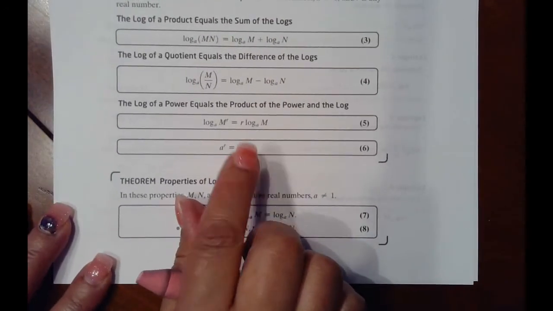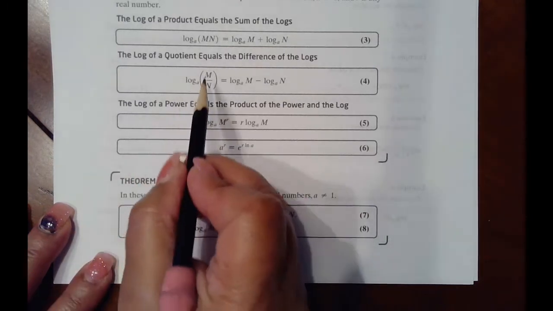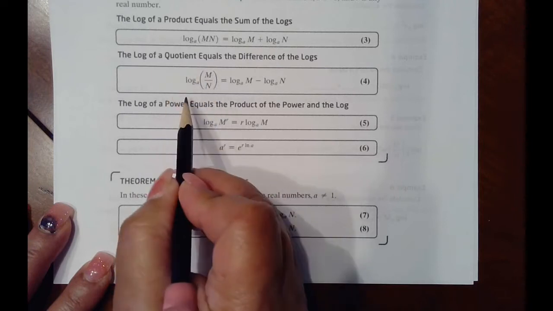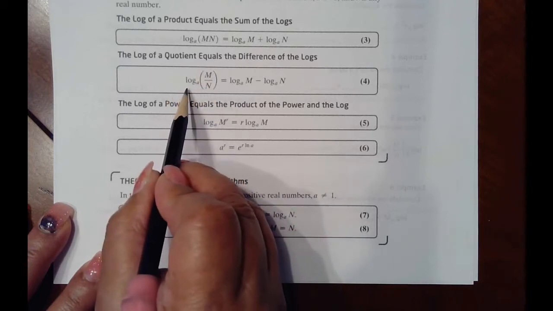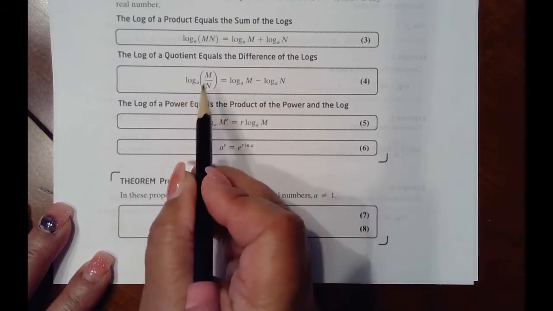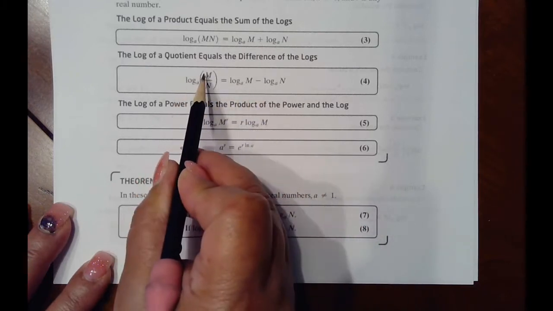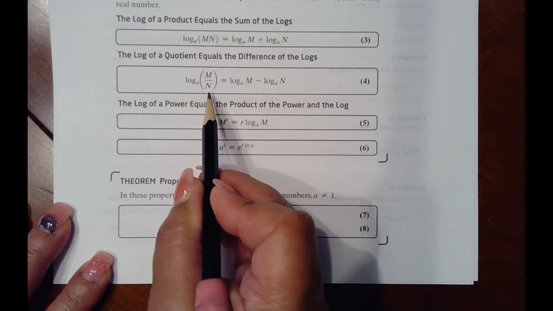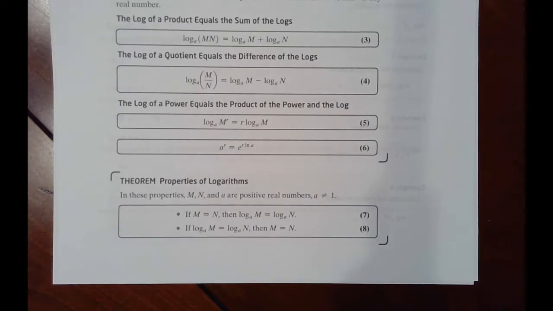Same comment about the quotient for a log, the log of a quotient. When you see it written as a quotient, you'll see the log only once. So this is what we call a single log expression. But when you break it up into individual logs, a quotient becomes a difference. It's always the log of the numerator first, and then after the minus sign is the log of the denominator. Okay, moving on.